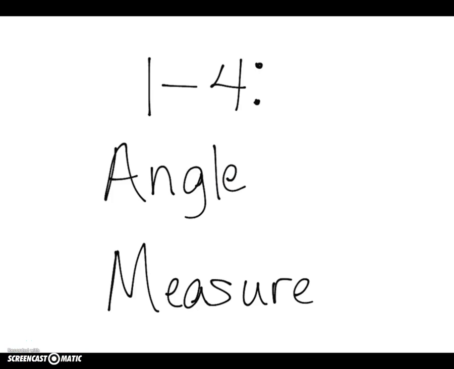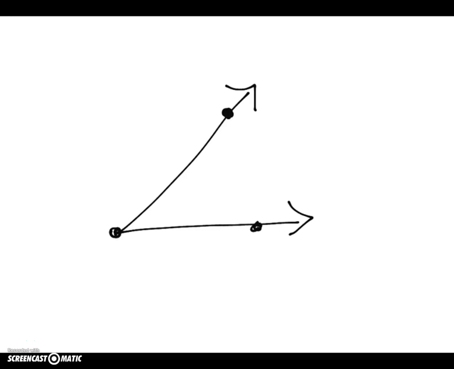Today we're going to be talking about angle measures. First of all, let's talk about what is an angle. So when you see an angle, you usually expect to see something like this. And when we name an angle, it will have 3 points on it. It will have 1 point on each of the sides, and it will have 1 point at the vertex.